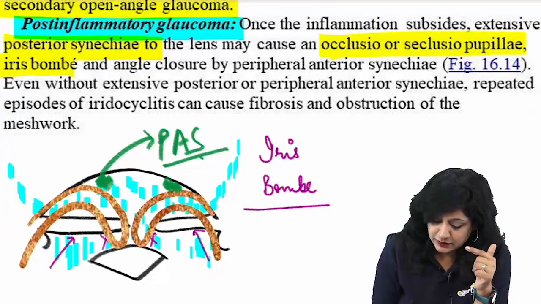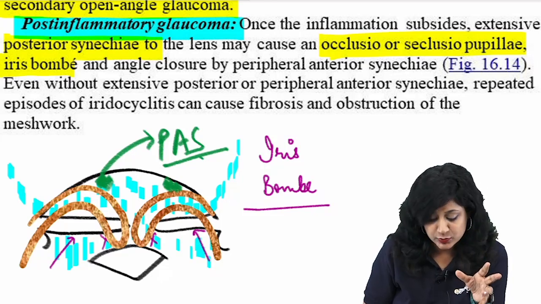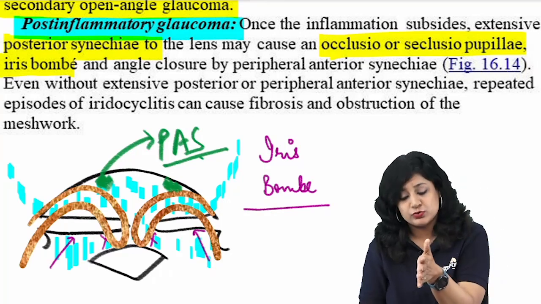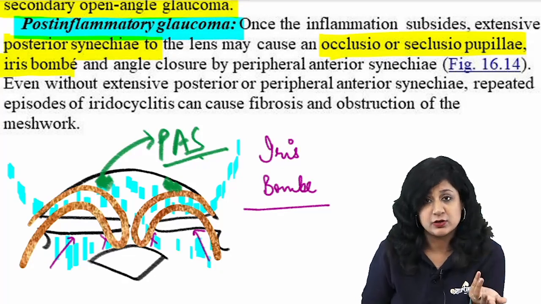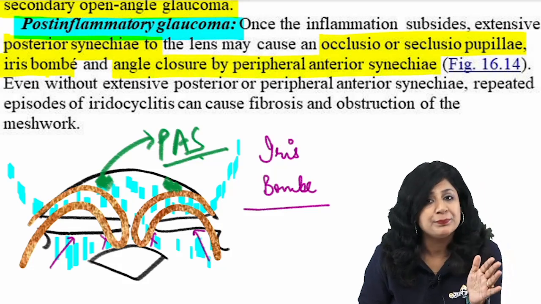So, once again, if I read this slide, once the inflammation subsides, we have extensive posterior synechiae that can lead to occlusio pupillae, then seclusio pupillae, iris bombe, and the angle closure will be done by the peripheral anterior synechiae.